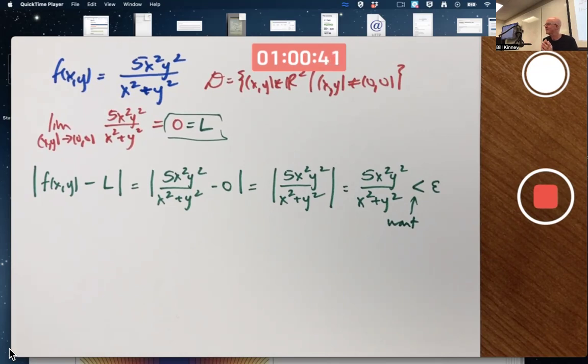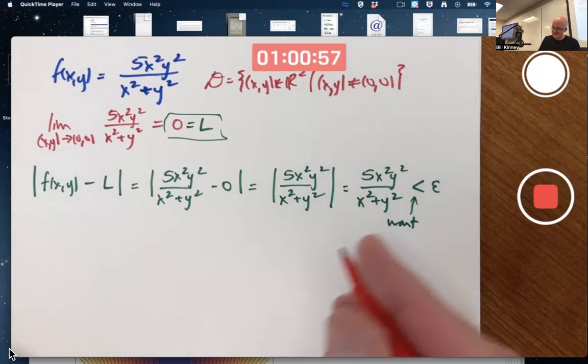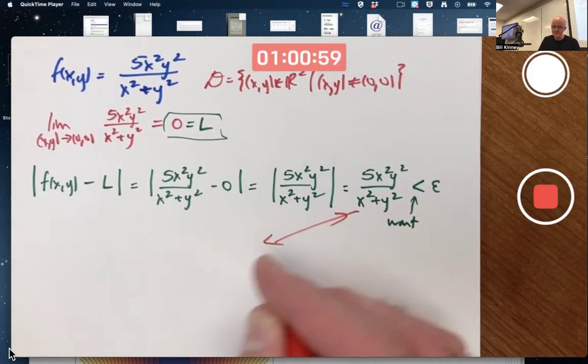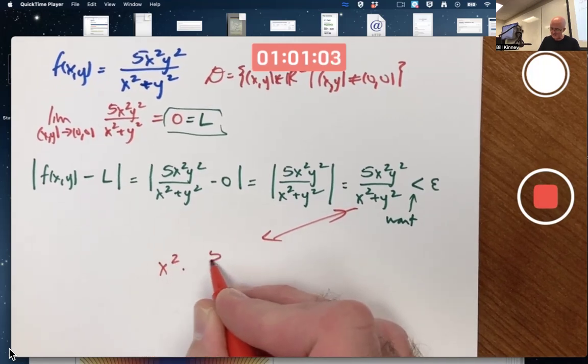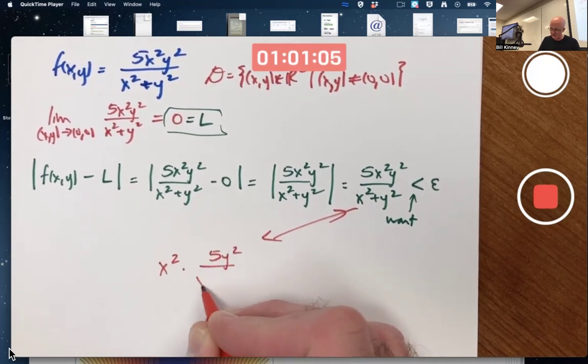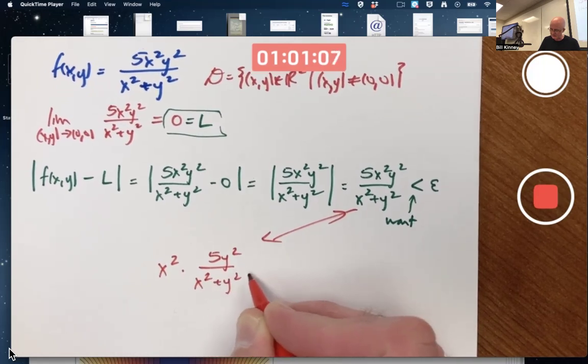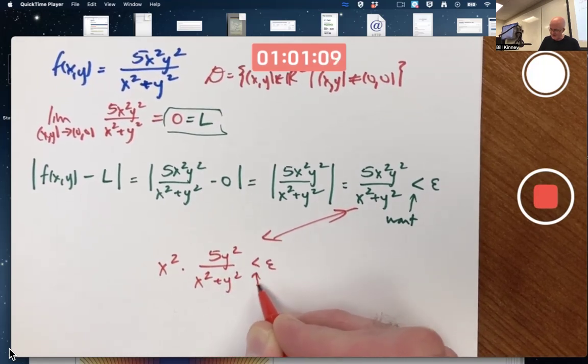How in the world do you verify such a thing? It's often, especially in examples like this, through a little bit of trickery, a little bit of sleight of hand, you might say, or thinking about things in the right way. In this case, it's good to rewrite this as x squared times 5y squared over x squared plus y squared. I still want that to be true.